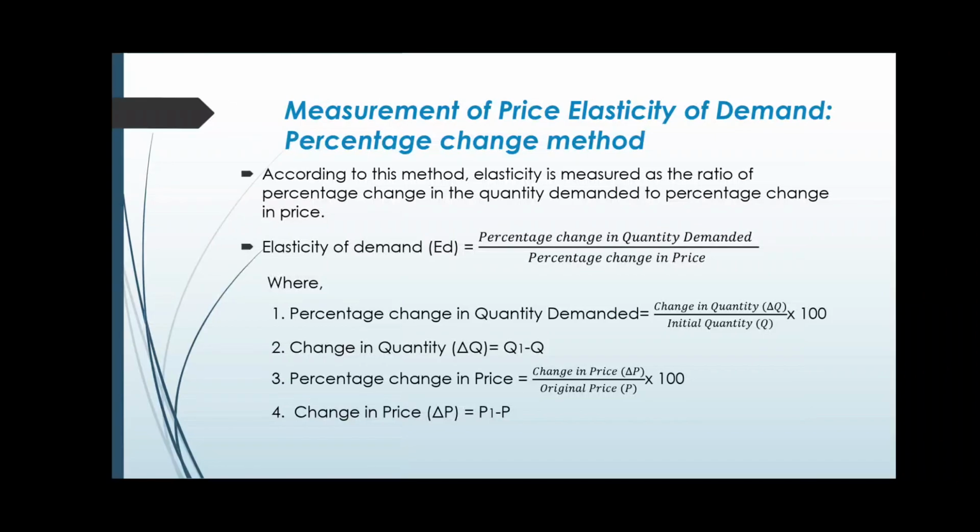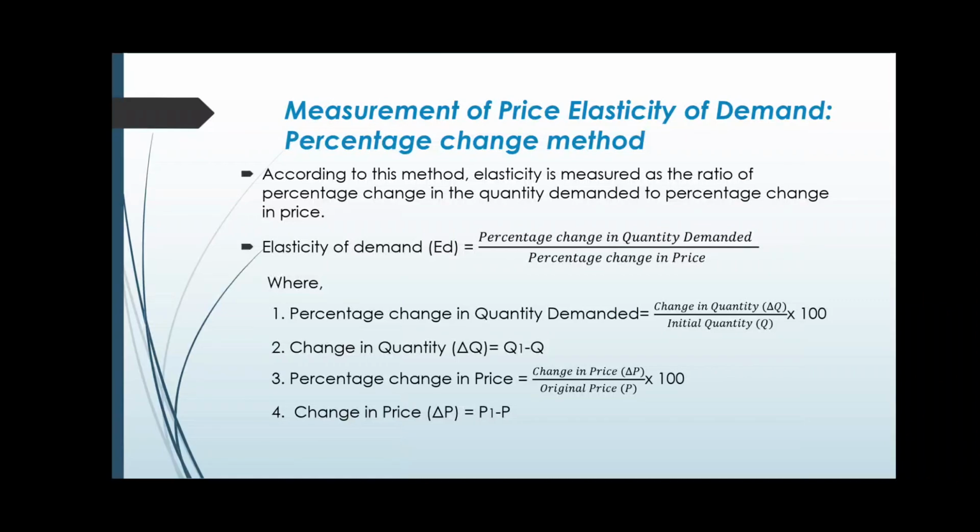So the first one is percentage change in quantity demanded, which is calculated as change in quantity by initial quantity multiplied by 100. And that change in quantity can be derived when we subtract Q from Q1. Q1 is the new quantity and Q is the initial quantity. So whatever is the change between the two, whatever is the difference, that is your change in quantity demanded, which is denoted by delta Q.